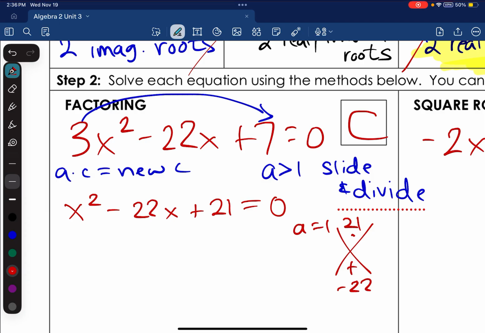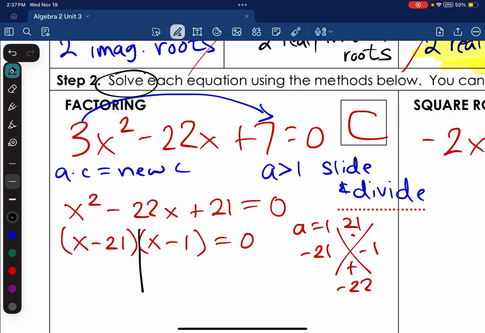Multiply to be 21 but add to be 22, would that have to be 21 and 1? It would have to be a negative 21 and a negative 1 to add to be a negative, but multiply to be a positive. So our 2 factors are x minus 21 times x minus 1. Now that's our factored form, but that's not our solution.